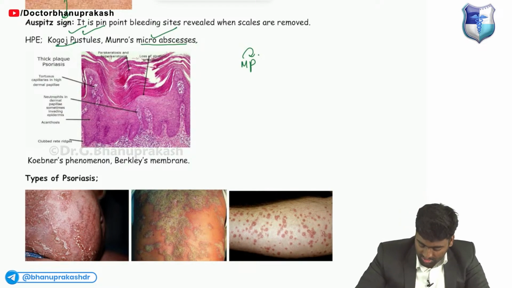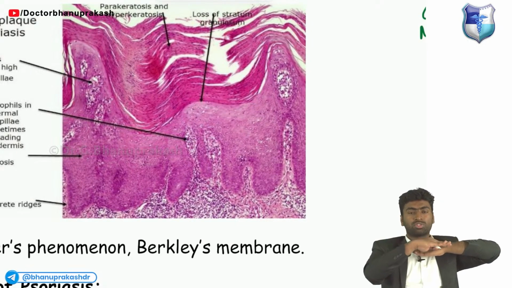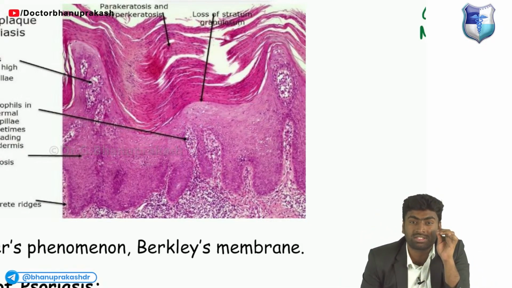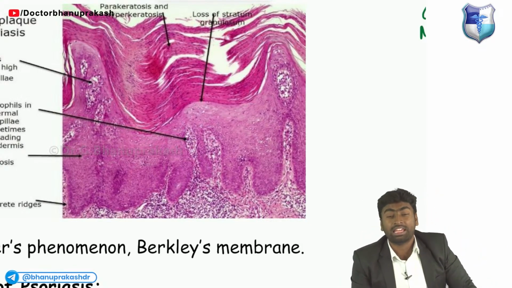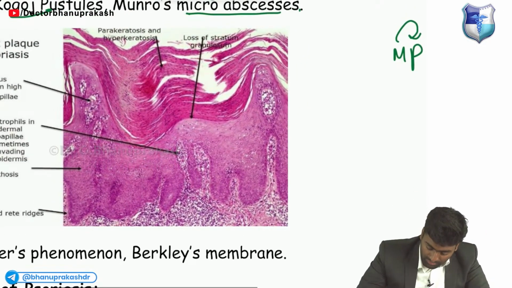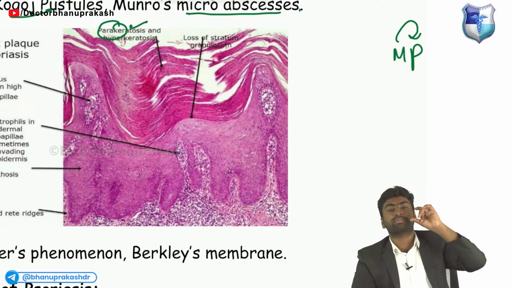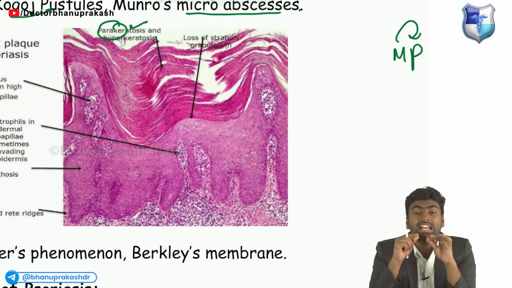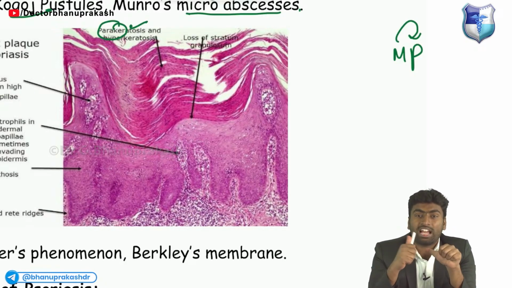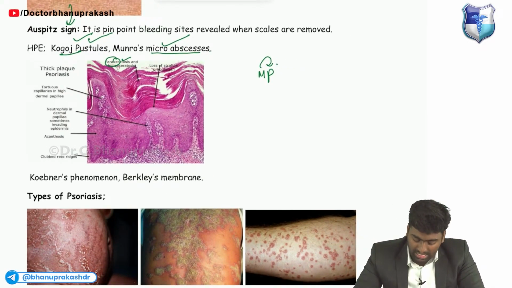Just remember, usually when skin cells move from the deep to the superficial layer, they become flattened. When they reach the stratum corneum layer, the nucleus will be absent. If there is a presence of nucleus in the stratum corneum layer, we call it parakeratosis. And if there are multiple layers instead of one, causing the formation of silvery white micaceous scales, this is known as hyperkeratosis. So it will have both hyperkeratosis and parakeratosis, and two abscesses: Kogoj pustules and Munro's microabscess.